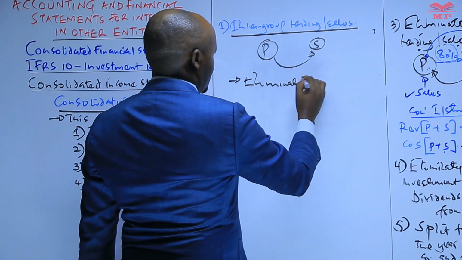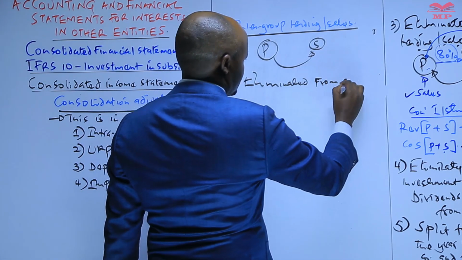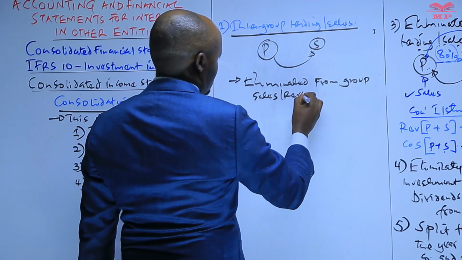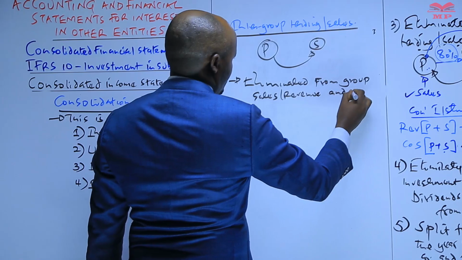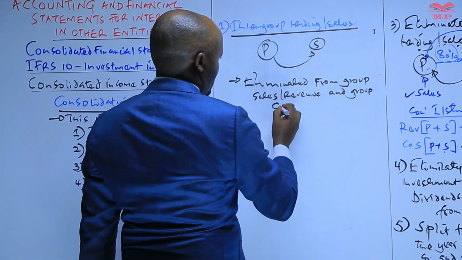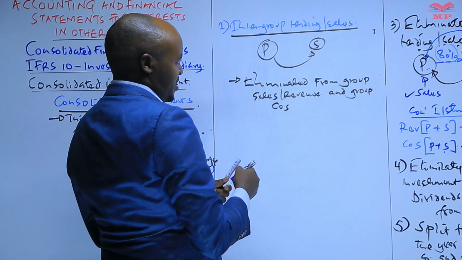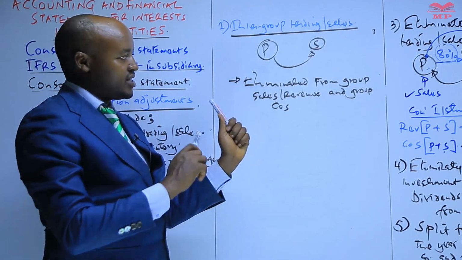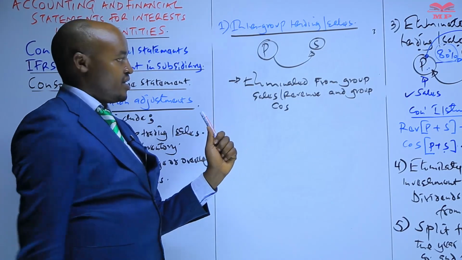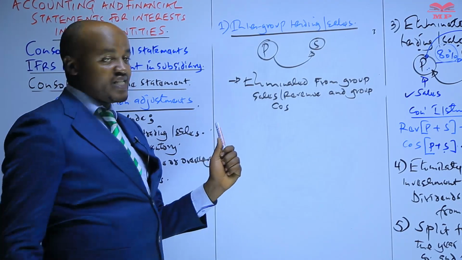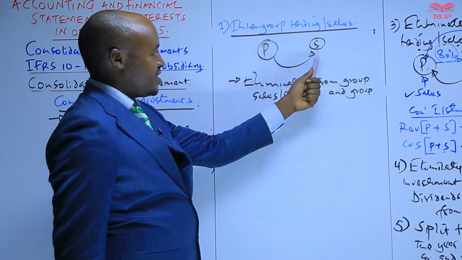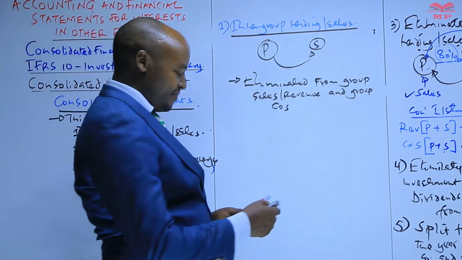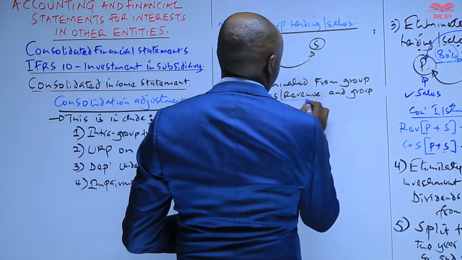This should be eliminated from the group sales, or the group revenue, and group cost of sales. Basically, to be eliminated means that once you have added the revenue of the parent and that of the subsidiary, eliminate any sales between the group members. You deduct it. Equally, once you have added the cost of sales of the parent and that of the subsidiary, eliminate any sales between the group members. So that is very, very important.